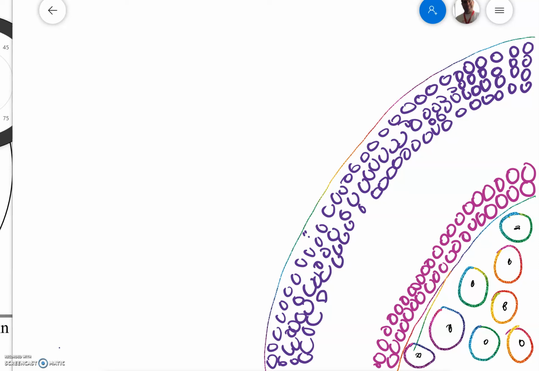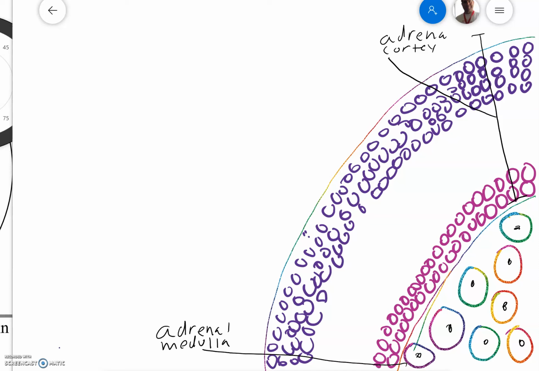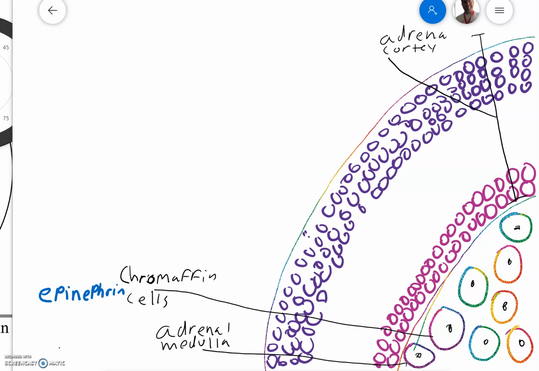So, let us label. This outer part is called the adrenal cortex, and this inner part is called the adrenal medulla. The big colorful cells in here are called chromaffin cells, and they make the neurohormone epinephrine. The neurohormone epinephrine has basically the same effect as the neurotransmitter norepinephrine. It speeds heart rate, it's a bronchodilator, it will cause vasoconstriction in arteries in the digestive system. So it's basically the same as the neurotransmitter, but it floats through your blood.